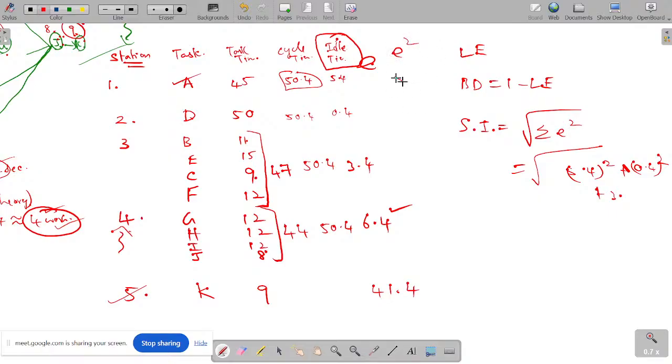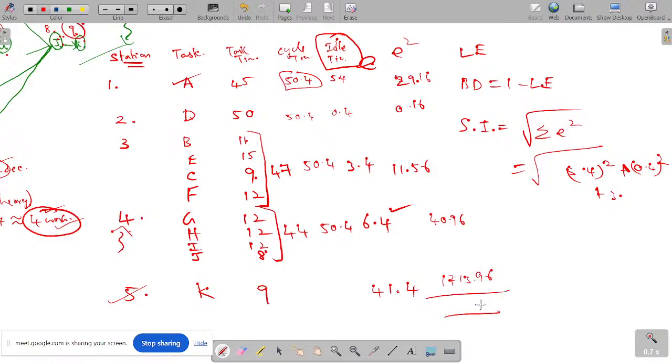So 5.4 square was the value 29.16. Here it is 0.16. Here it is 11.56. Here it is 40.96. Here it is 1713.96.